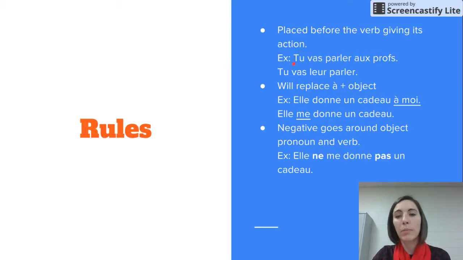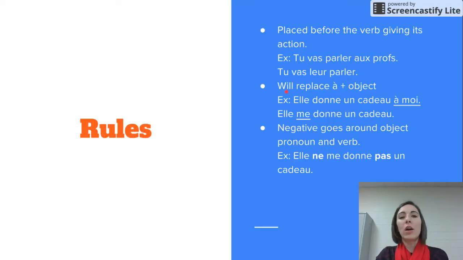So right here, tu vas parler au prof, we have 2 verbs here. We have tu vas and parler. You are going to speak to the teachers. When we are replacing au prof, because that's a form of à plus a person, or persons rather, we will say tu vas leur parler. We put leur before parler because we had au prof. Now remember, with à, you can have à, au, or aux when we have plural.